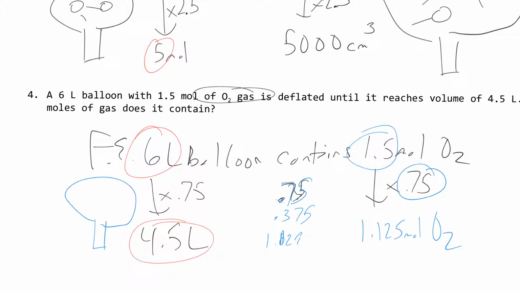So again, it starts with 1.5 moles. So let's just call that 4. And then it goes down by about a quarter. And we'll show that they're moving.